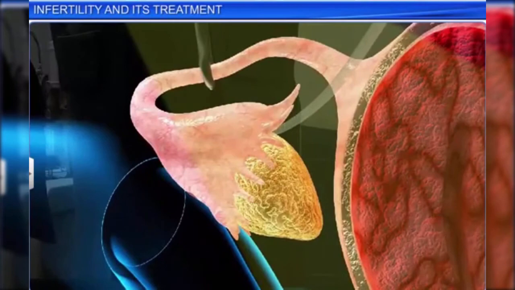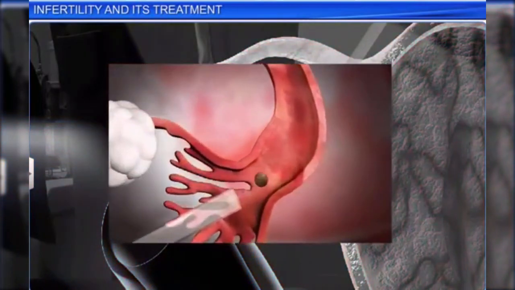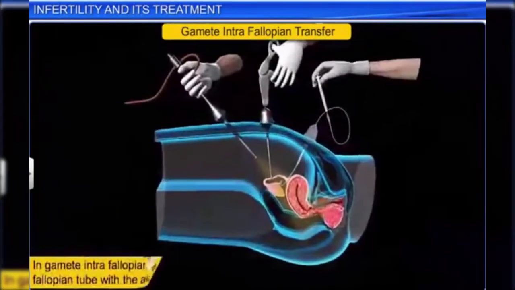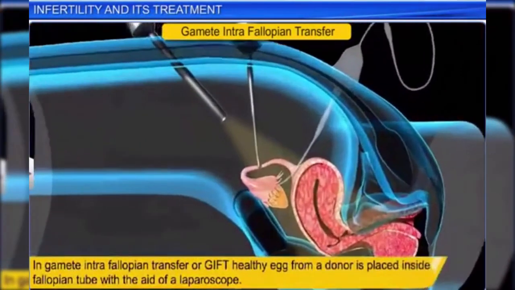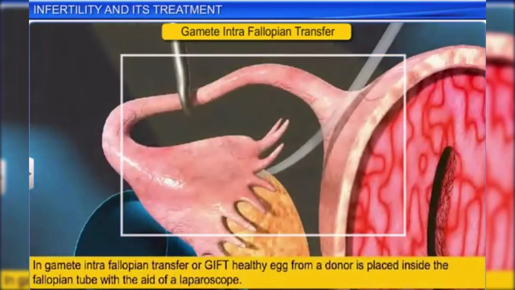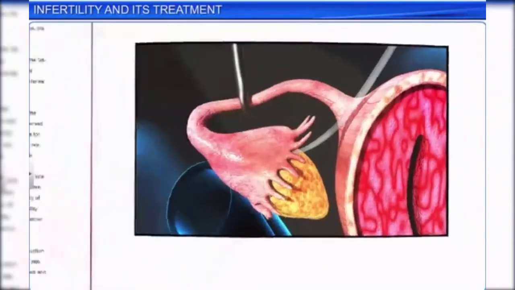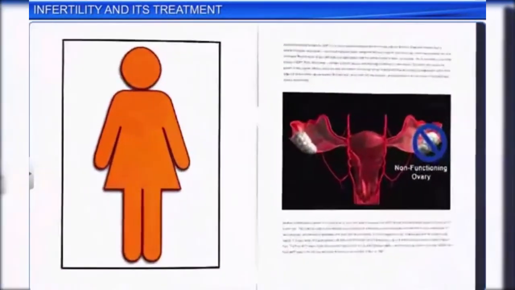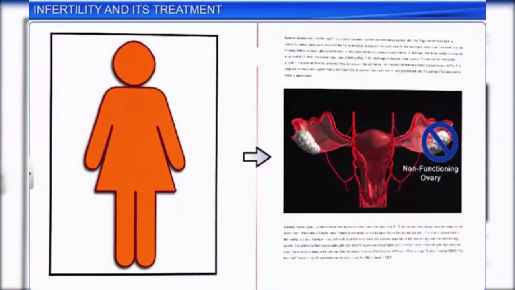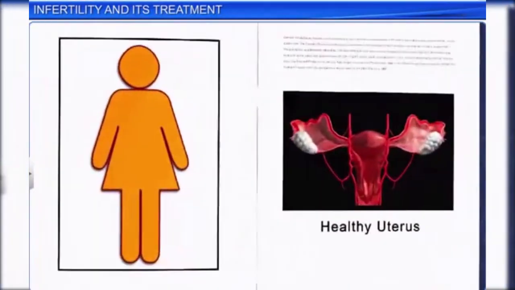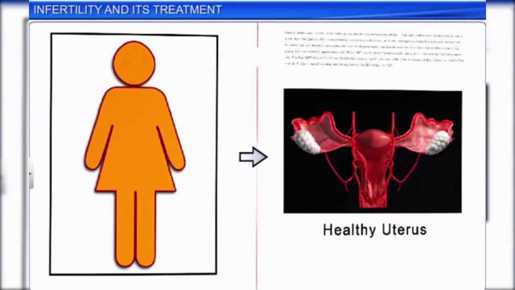Interestingly, a laparoscope is also used in another ART called Gamete Intrafallopian Transfer or GIFT, in which a healthy egg from a donor is placed inside the fallopian tube of the woman who wishes to conceive. GIFT is performed when the female partner has a non-functioning ovary, but her uterus and fallopian tubes are in a healthy condition and capable of providing a conducive environment for fertilization and fetal development.